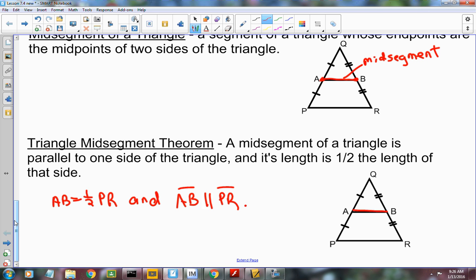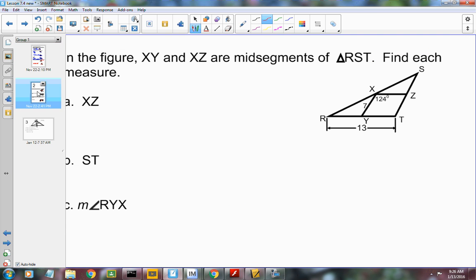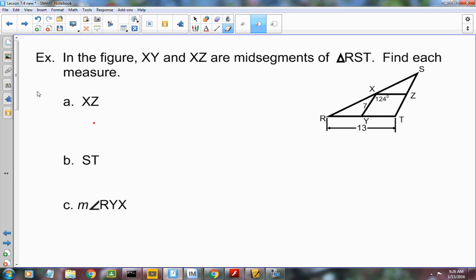Now, don't forget that when you've got parallel lines like these, you've got corresponding angles that are congruent, that might come into play. Don't forget about all the rules with parallel lines, the special angles that are formed. Okay? All right. So let's do a couple of problems here.